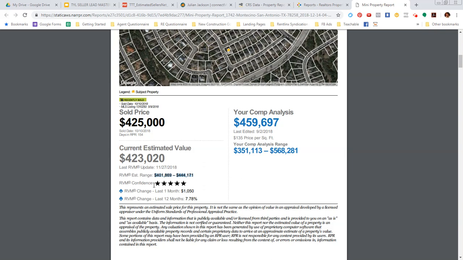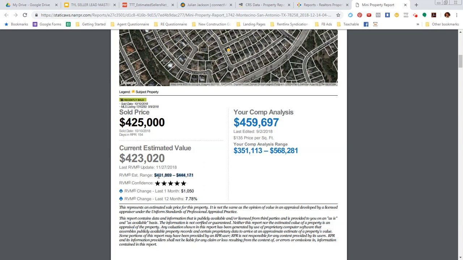You say that, it basically gives a disclaimer here anyway. Just read that to them. This represents an estimate of the sale property for this price. It is not the same as an opinion of value and an appraisal developed by a licensed appraiser under the uniform standards of professional appraisal practice. Right there, you're off the hook, and this is a 5-star confidence rating.